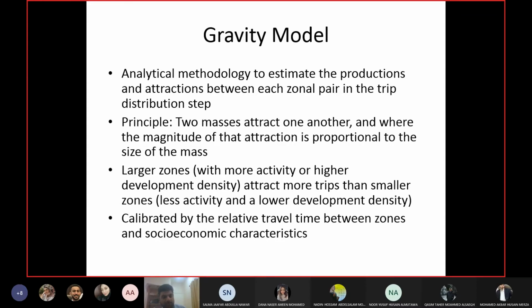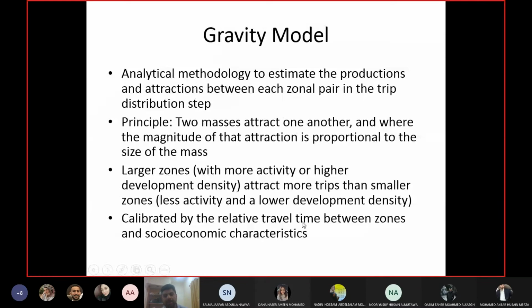Because trips are distributed, people do not normally behave in this manner that they only go from this zone to this zone. They are more randomly distributed, and they take more things into account. So what are the things they take into account? Travel time, for example. So the trips which you are going to distribute to the other zones, you have to calibrate them using travel time.